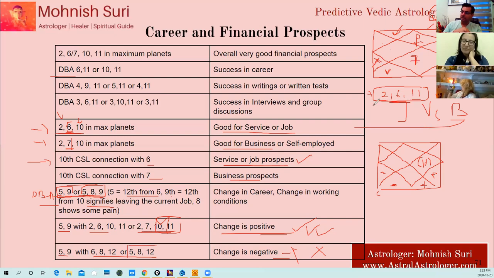Same logic, your 2, 6, 11 versus 7's 2, 6, 11, right? So that is why if you see 5, 8, 12, that shows losses in money, because you are losing to your opponent.